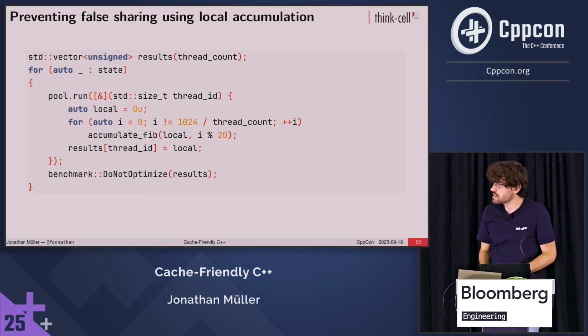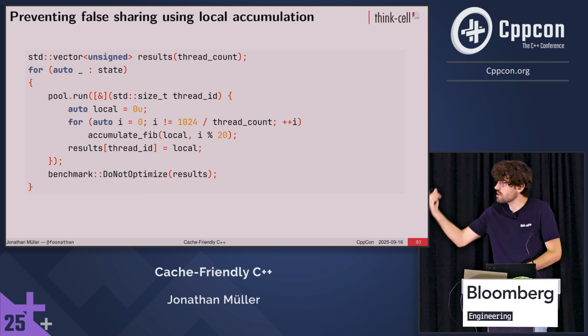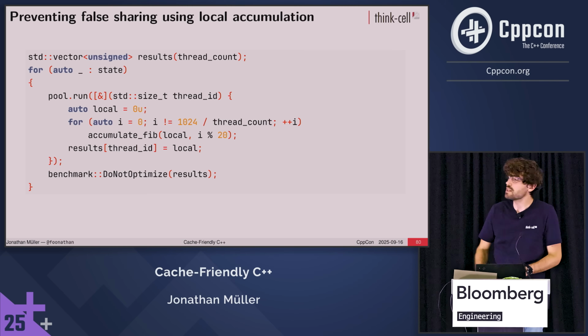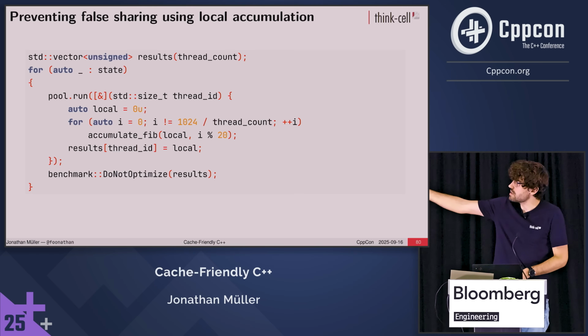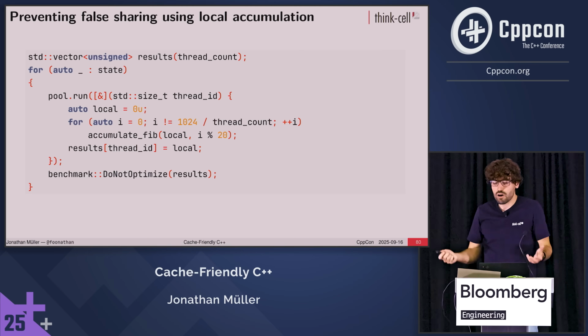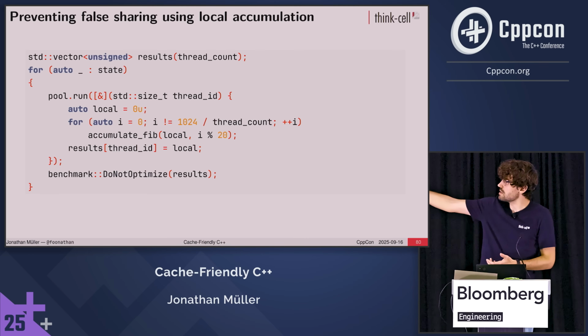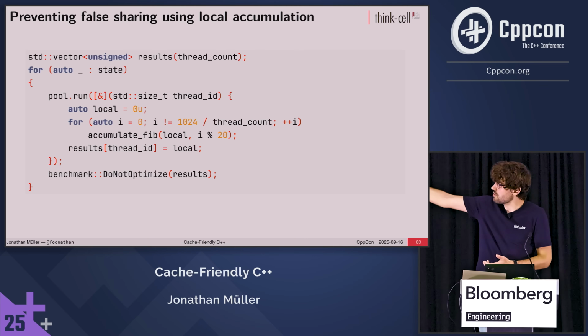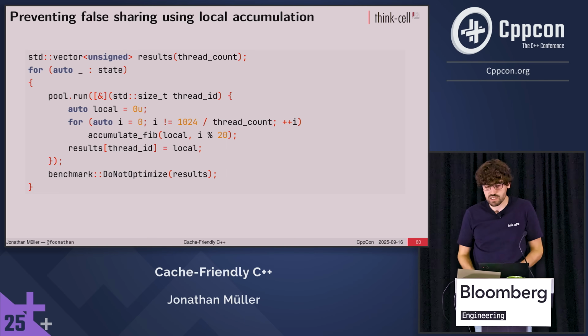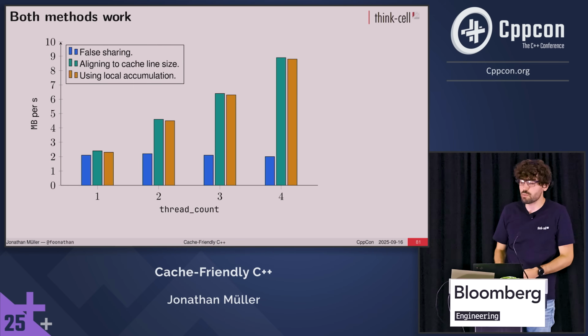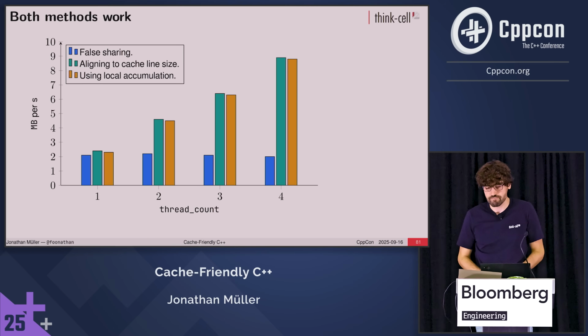Of course, in this particular example, there would be a far easier solution. Just use a local variable, accumulate in the local variable, and then only write to the local results at the very end. Now, the last one still suffers from false sharing. However, because it only happens once at the end of the benchmark, it doesn't have a big performance impact, and we still have the scaling behavior, where as we increase the number of threads, we actually get faster.